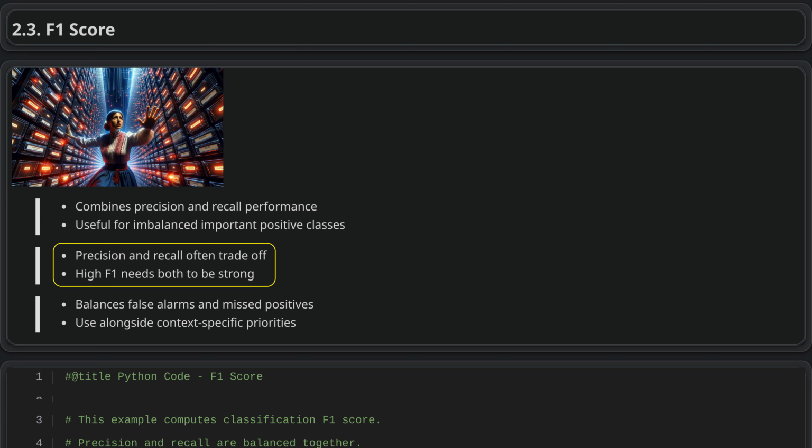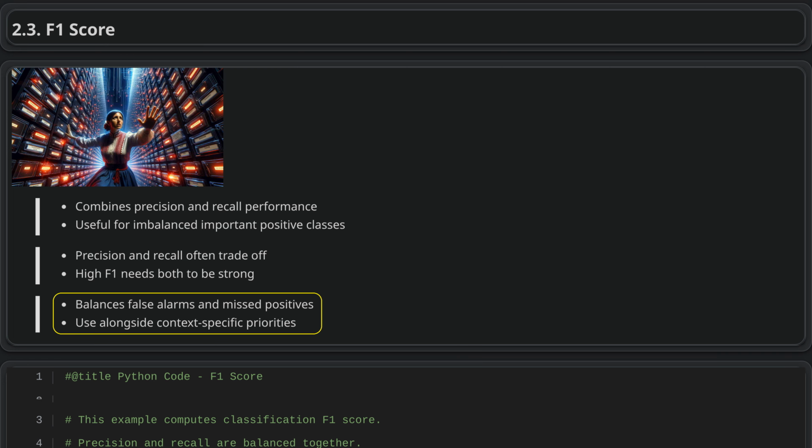The F1 score summarizes the balance between precision and recall. Precision shows how often positive predictions are correct, while recall shows how many real positives are found. In a spam filter, this means balancing catching spam with avoiding marking important emails as spam. A high F1 score rewards models that perform well on both measures.